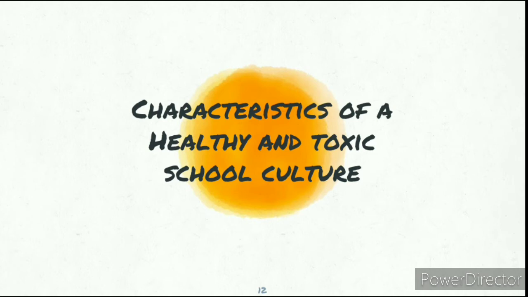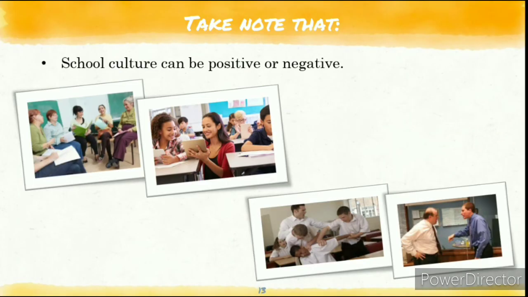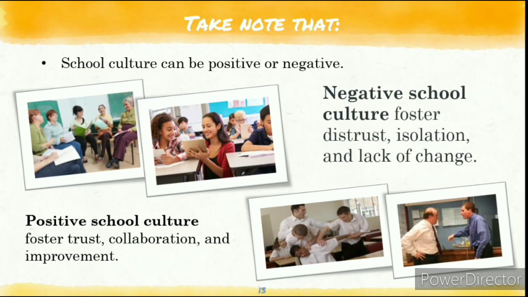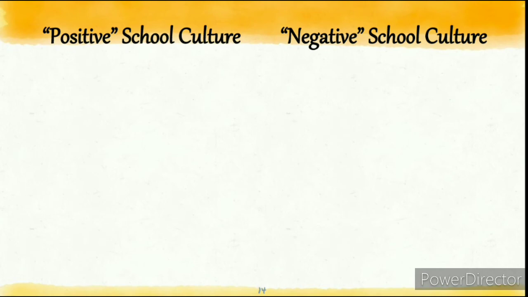Now that we have determined the different elements, let's discuss how we can know if the school has a healthy or toxic culture. Take note that school culture can be positive or negative. A positive school culture can foster trust, collaboration, and improvement, which can build the school much stronger. While a negative school culture can foster distrust, isolation, and lack of change, which can destroy the foundation of the school.